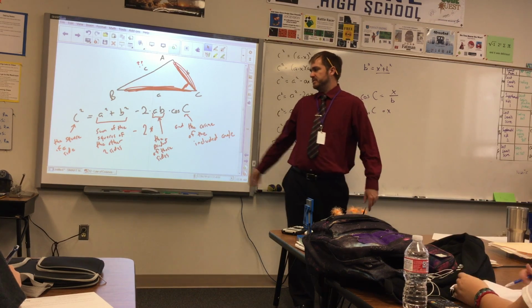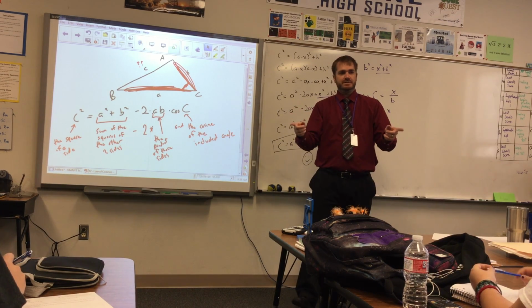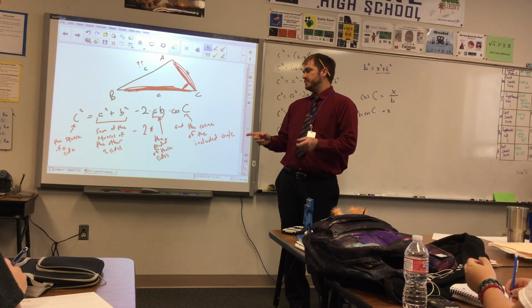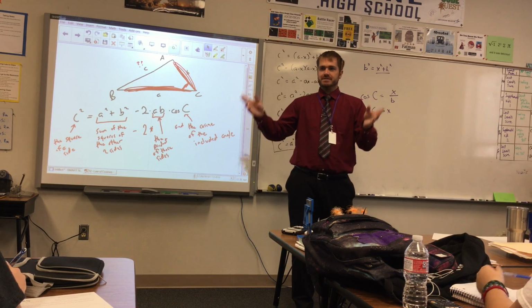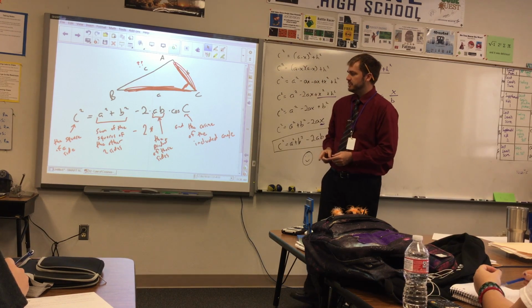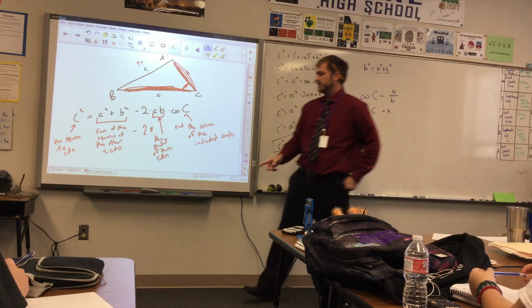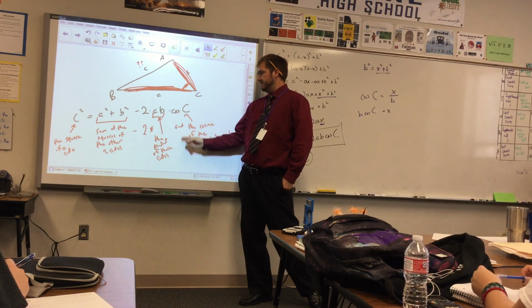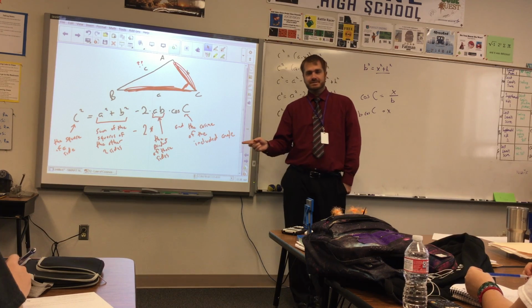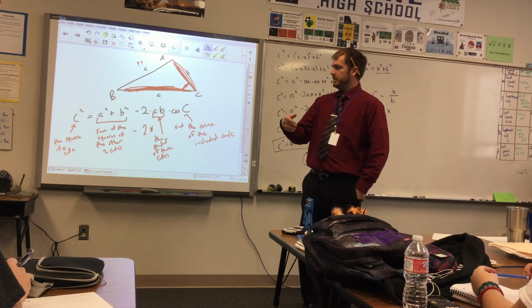So repeat after me, class. The square of a side is equal to the sum of the squares of the other two sides, minus 2 times the product of those sides and the cosine of the included angle. A little bit louder there.